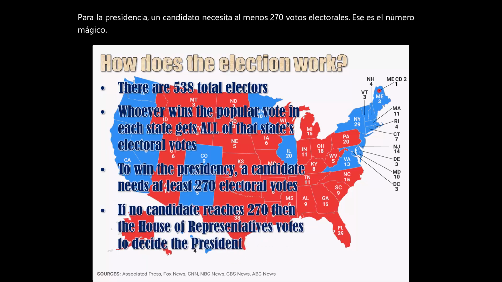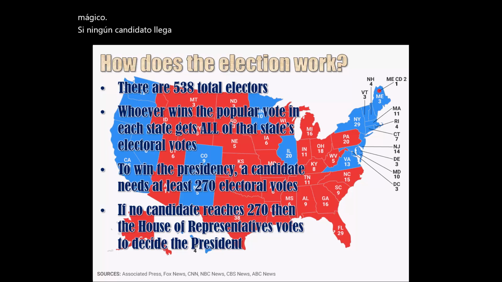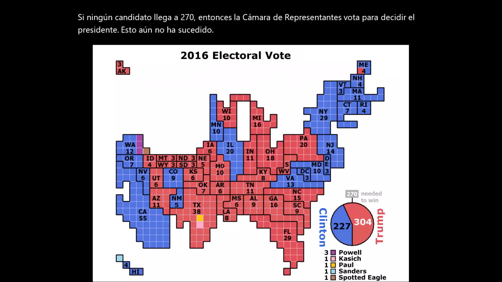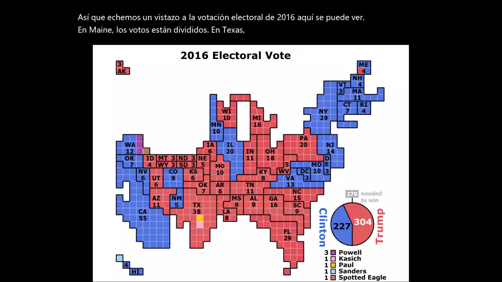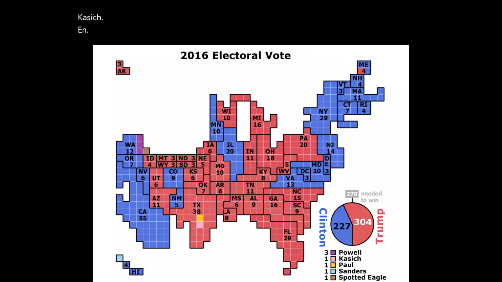If no candidate reaches 270, then the House of Representatives votes to decide the president. This has not happened yet. So let's take a look at the 2016 electoral vote. Here you could see in Maine, the votes are split. In Texas, we have 1 for Paul. We have 1 for Kasich. In Washington, we have 1 for Spotted Eagle. We have 3 for Powell. And we have a blue in Hawaii for Sanders.